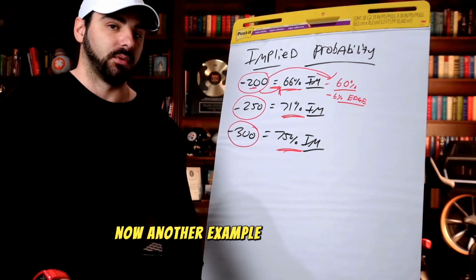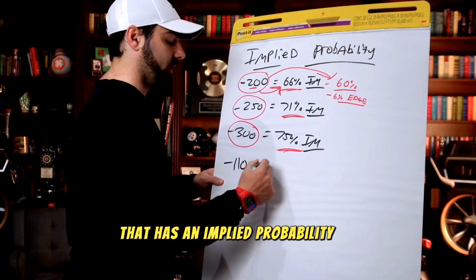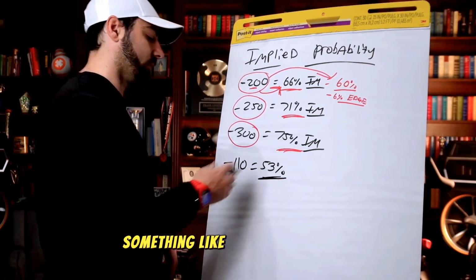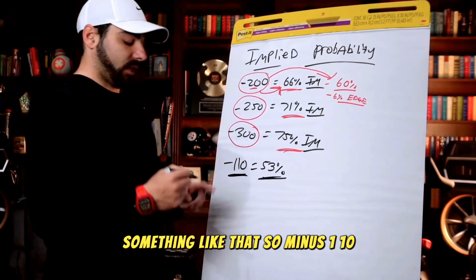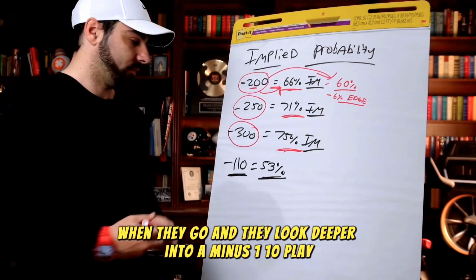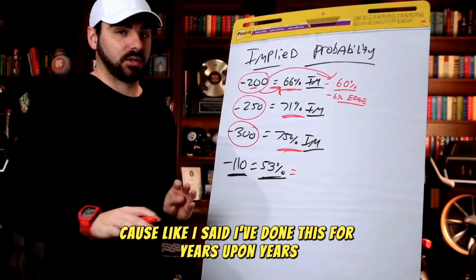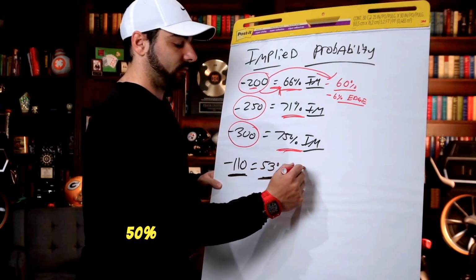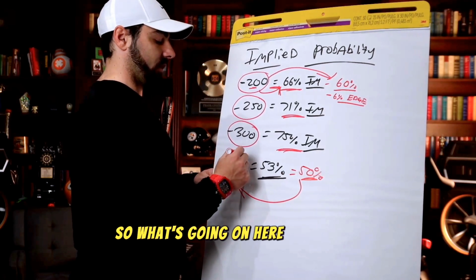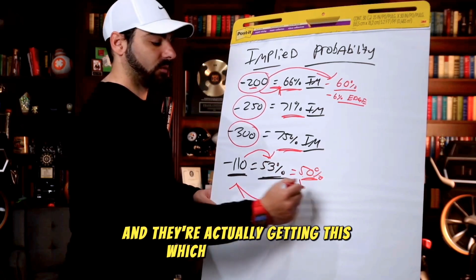Now, another example is the classic minus 110 line, right? That has an implied probability of about 53%. That's what you need to hit around that range to break even. It's like 52.4 or something like that. So minus 110, a lot of people don't understand this. When they go and look deeper into a minus 110 play, most of the time, because like I said, I've done this for years upon years, 5 to 10 years of research on this stuff, 50% of the time is what you get here with a minus 110. So what's going on here? People are thinking that they're getting this, and they're actually getting this, which is a negative 3%.